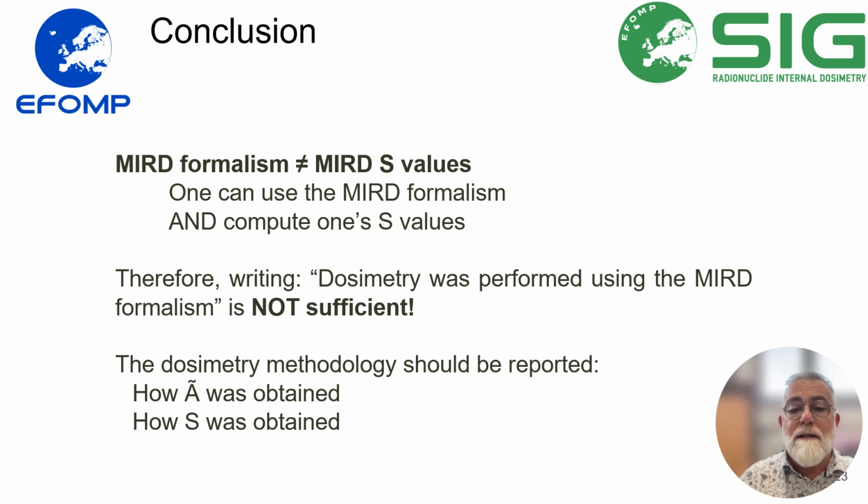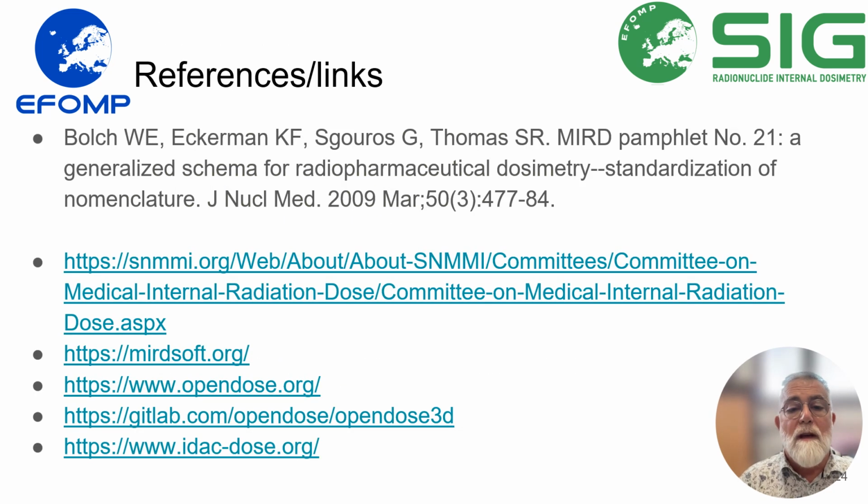Therefore, writing that dosimetry was performed using the MIRD formalism is not sufficient. It's needed, but it's not sufficient. You really want to explain how you derive the accumulated activity, how you derive the S value, or how you computed the absorbed dose directly. So you have to provide all this information to make sure that your clinical dosimetry is traceable and can be reproduced by somebody else.